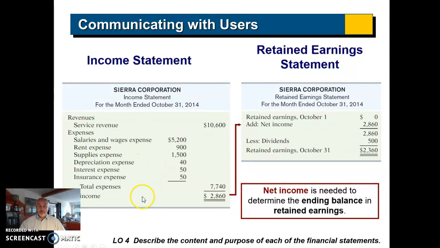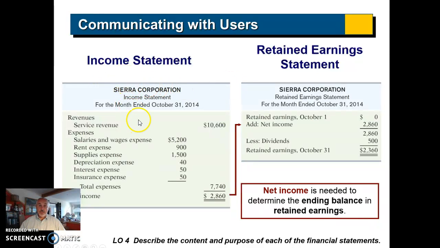Once we have our income statement completed, we can move on to our statement of retained earnings. The reason we need to prepare the income statement first is we need that income number in order to prepare the retained earnings statement. What we mean by retained earnings is retained means save or keep back. Earnings represents profitability. So retained earnings is that amount of profitability that a company retains within itself in order to operate its company.